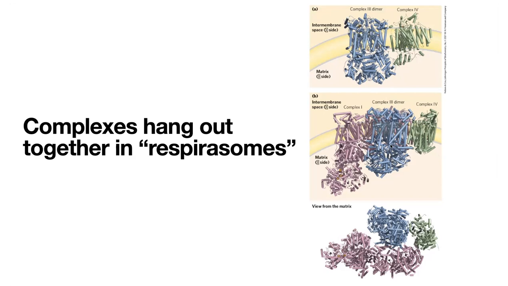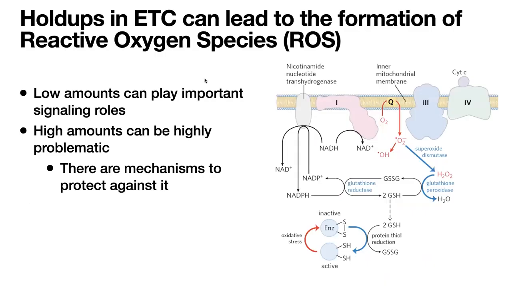So the complexes themselves are often very complex and they have lots of different proteins. And then they hang out together in these respirasomes where they're close together in the membrane, which makes sense because you don't want those electrons flowing all over the place, out of control. Speaking of out of control, in the electron transport chain, remember that we're ultimately passing off electrons to oxygen.